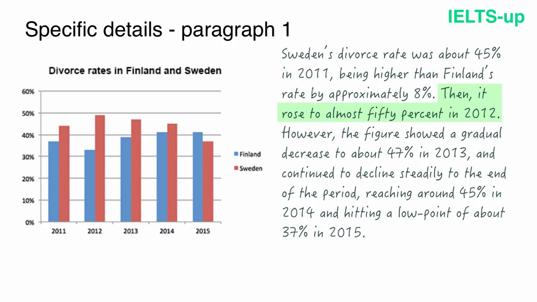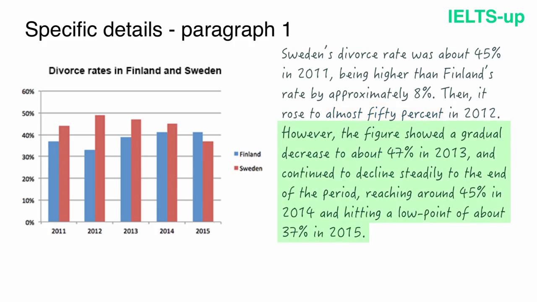You can see from the graph that in 2012, Sweden's rate became higher, so I wrote, "then it rose to almost 50% in 2012." Look at how I use the word almost. The rate was very close to 50%, but it did not reach this number, so I wrote almost 50%. It is a very nice technique.